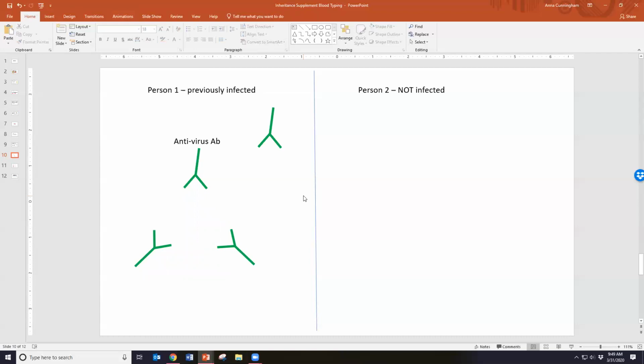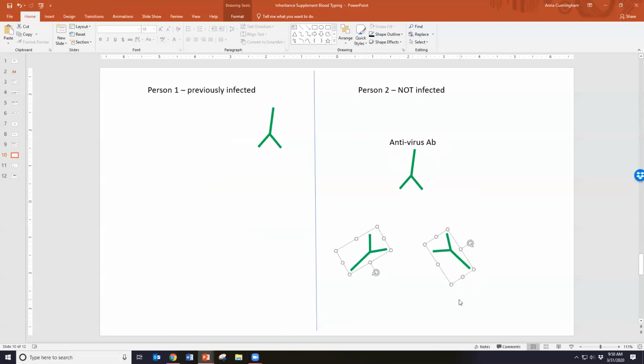Even though the virus is gone, they still have all of these antibodies. So what we can do is draw this person's blood and get their serum. Their serum would contain these antibodies. And what we could do is donate it to this person. And now this person would have these antibodies, generated in somebody else, but still recognizing a foreign antigen. And then if they were to get the virus, automatically they would have these antibodies to neutralize it.